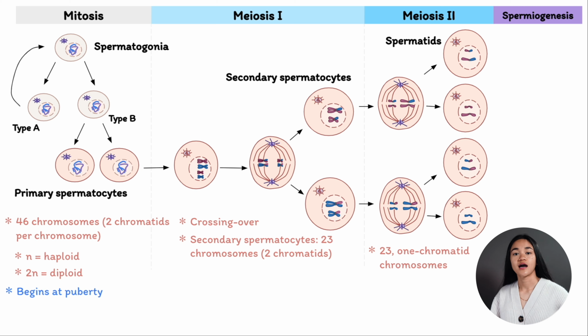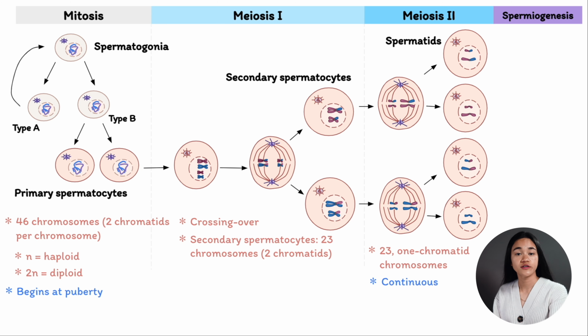Now let's talk about the timing of the second meiotic division for a second, because the timing differs in males and females. In males, it occurs continuously after puberty, whereas in females, it doesn't occur until after fertilization, until the secondary oocyte, which is arrested in metaphase 2 of meiosis 2, is fertilized by a sperm cell. Okay, so that is the meiotic phase of spermatogenesis.